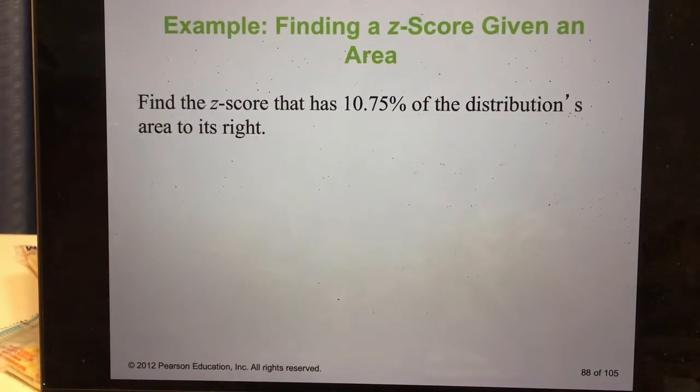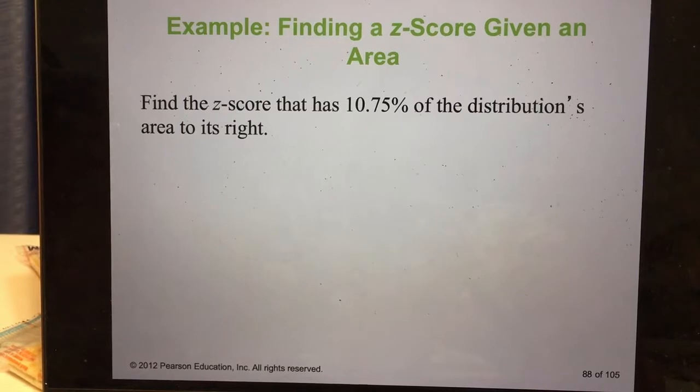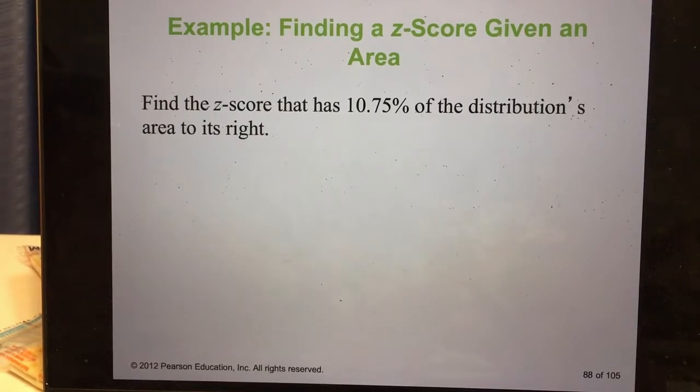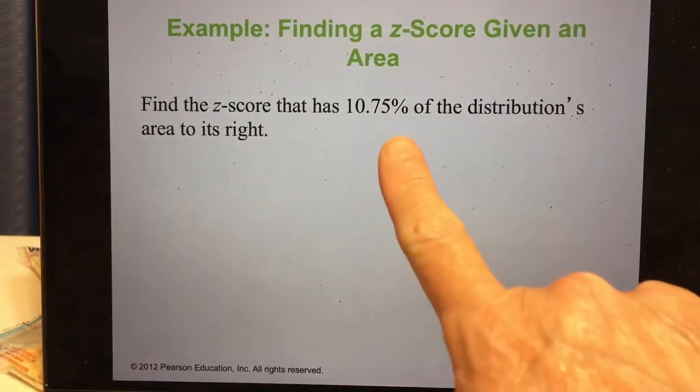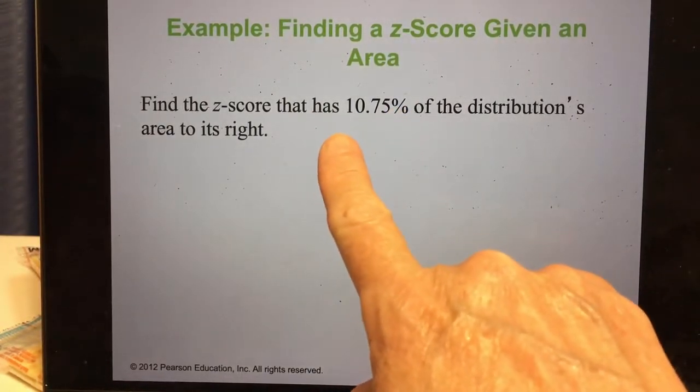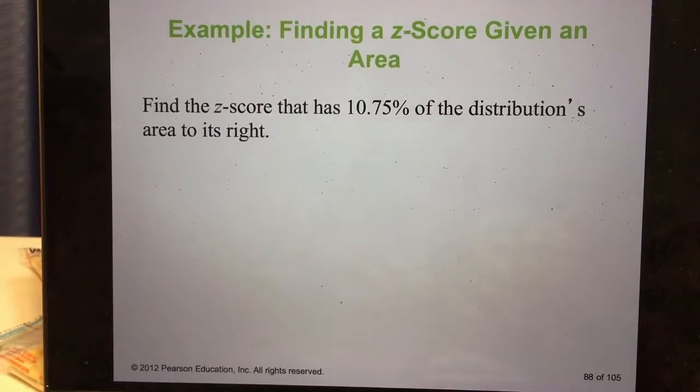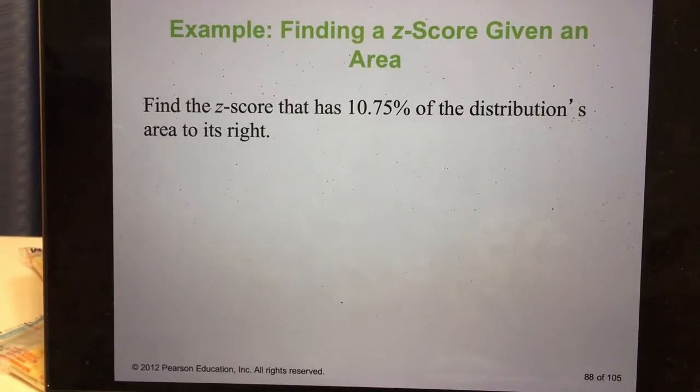Okay, so now it says find the z-score that has 10.75% of the distribution's area to its right. Well, if 10.75% of the distribution's area is to the right, that's 0.1075. Remember, when we take a percentage of something, we move the decimal 2 places to the left. So that's what's going to be to the right of it. Remember, there's a total of 1.